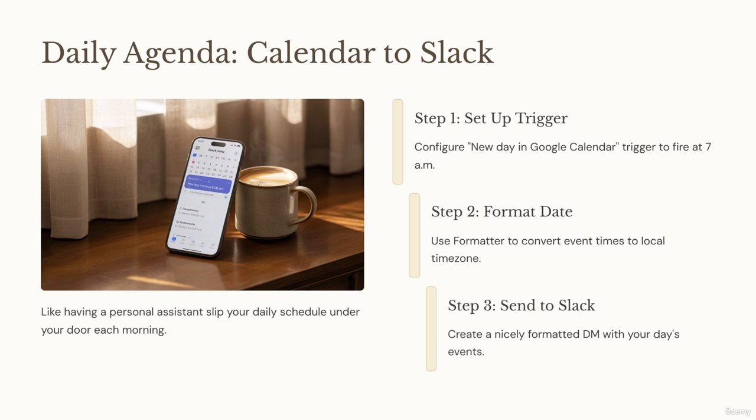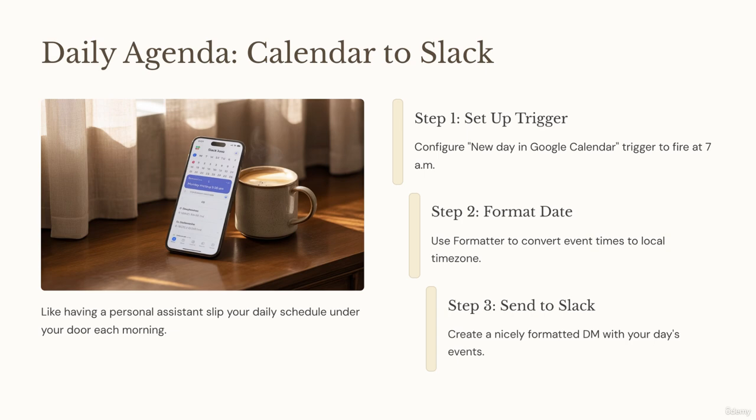This one's a fan favourite. Picture this. You wake up, grab your coffee, and instead of scrambling through your calendar app, Slack sends you a DM at 7 a.m. listing all your meetings for the day. Clean, formatted, and in your local time.